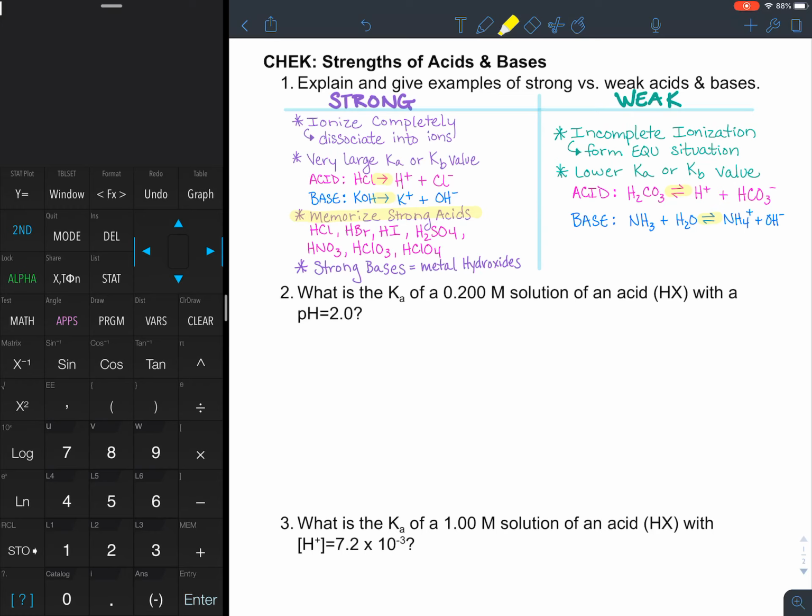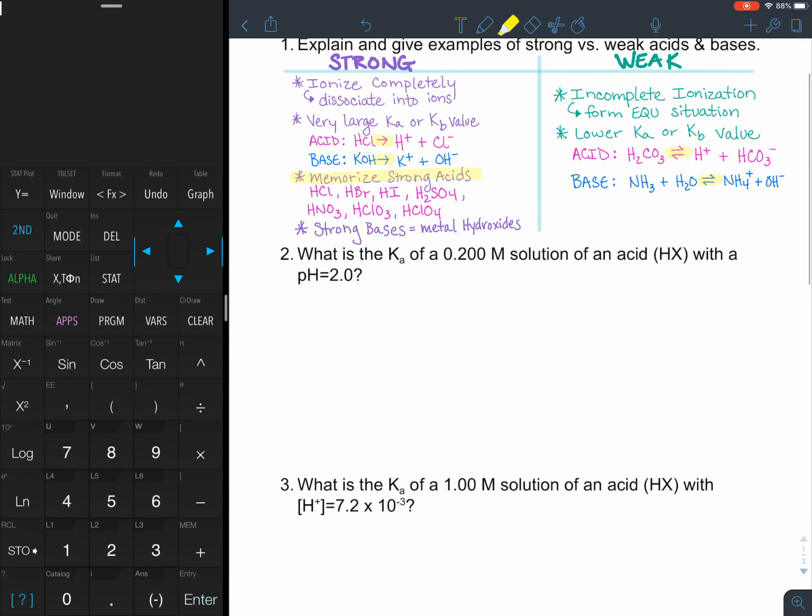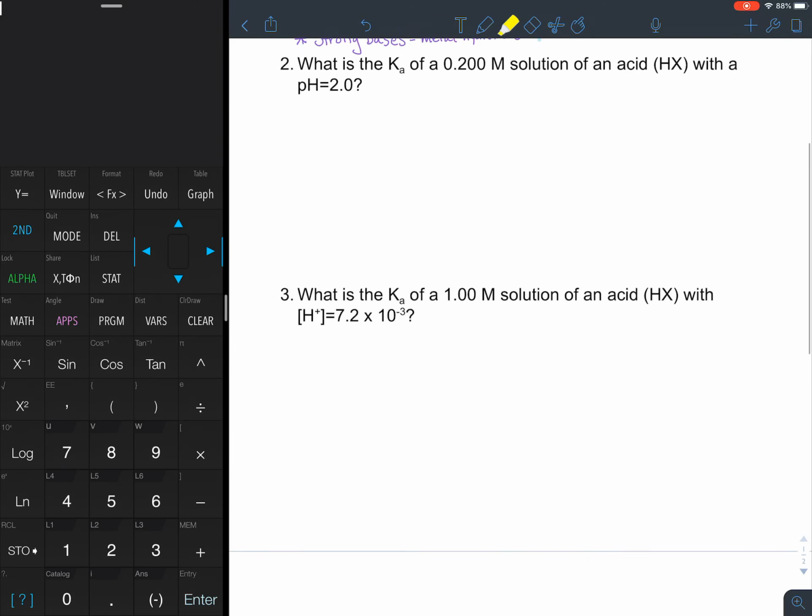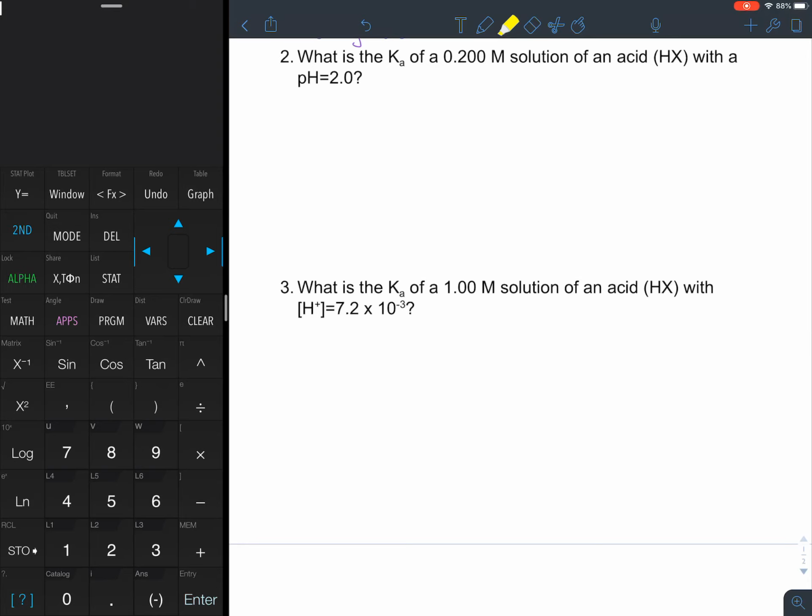So we have a situation with weak acids or weak bases, and I'm just going to do this for the weak acids, for a Ka value, where we can evaluate how much of them and calculate some values about what's happening at equilibrium under certain conditions. We're going to take a look at that. In this first one, it asks what is the Ka value for a 0.2 molar solution of an acid X, or HX, which is just a generic acid, with a pH of 2.0.